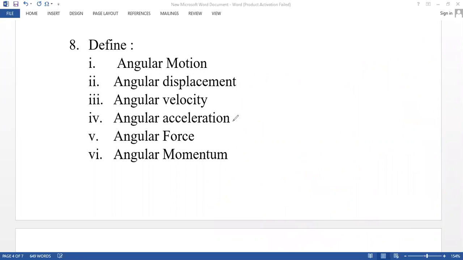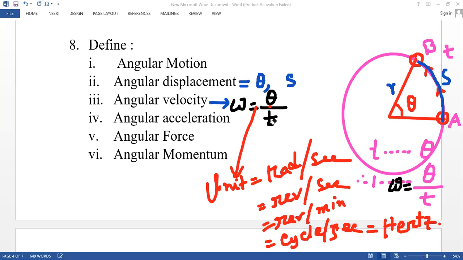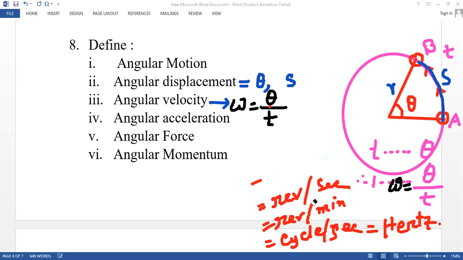Now, what is angular acceleration? Angular acceleration.